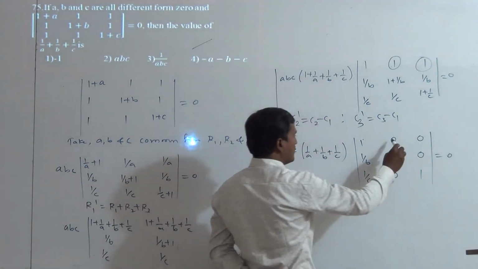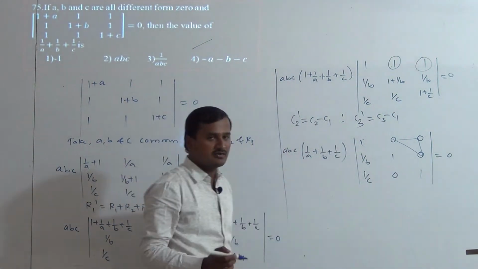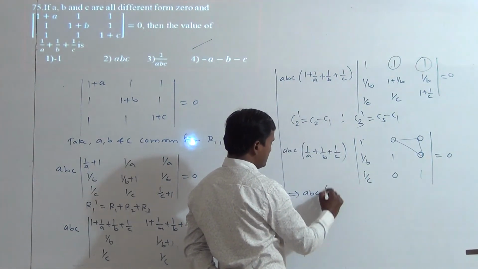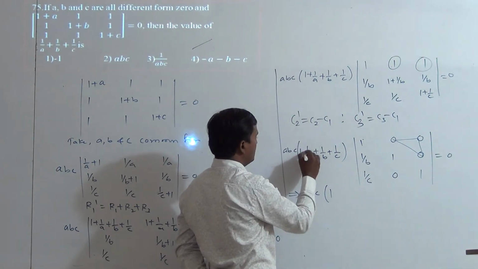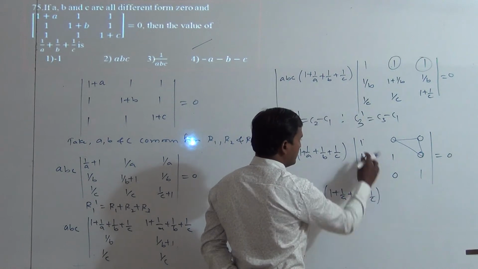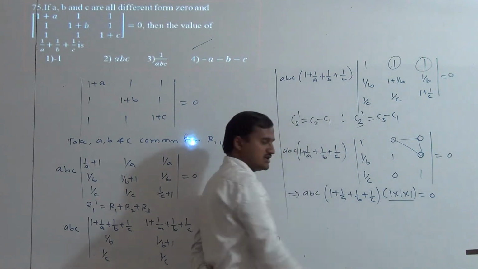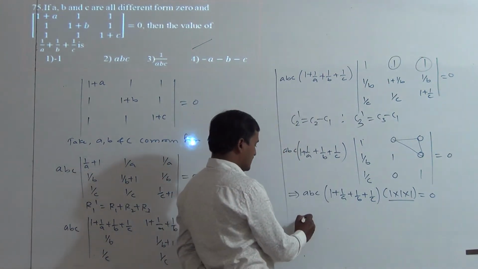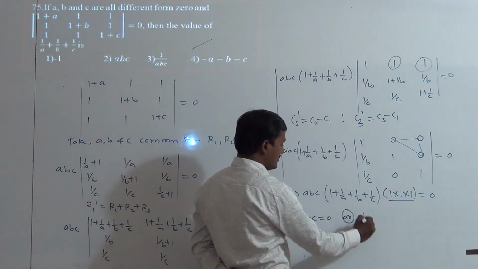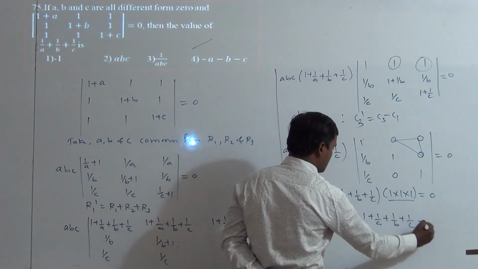So here you should observe, if one side of the principal diagonal elements are equal to 0, then the value of the determinant equals the product of the principal diagonal elements. So clearly a into b into c into 1 plus 1 by a plus 1 by b plus 1 by c into 1 into 1 is equal to 0. So clearly this term becomes 1. So therefore this implies a into b into c equal to 0, or 1 plus 1 by a plus 1 by b plus 1 by c equal to 0.